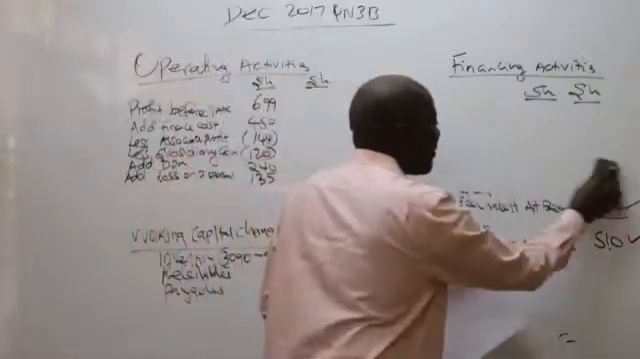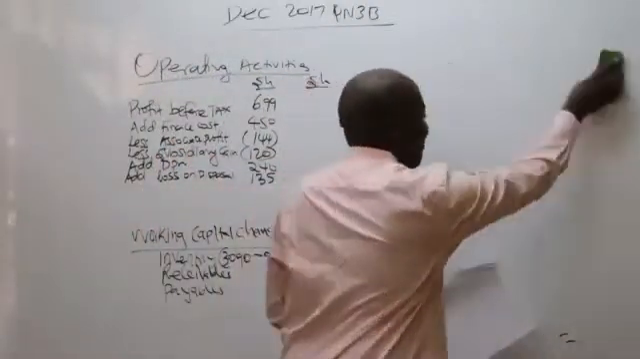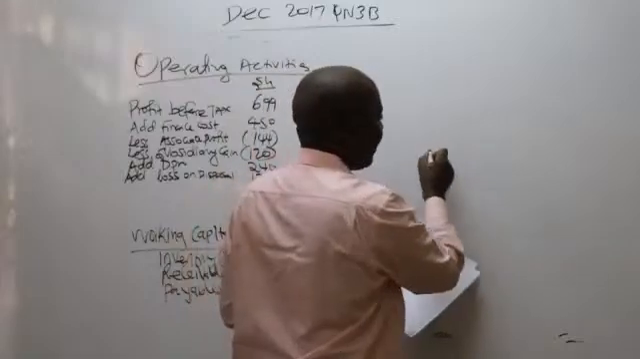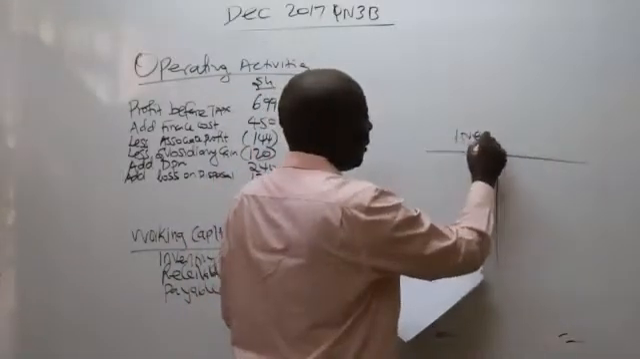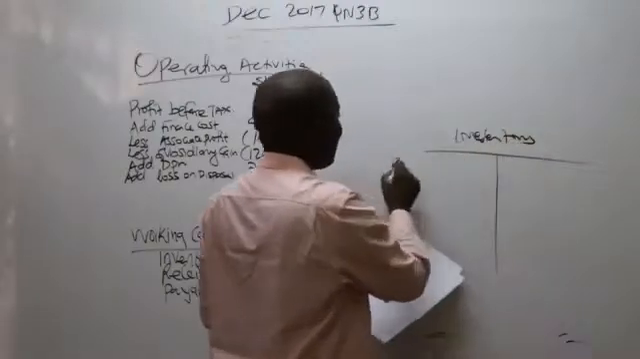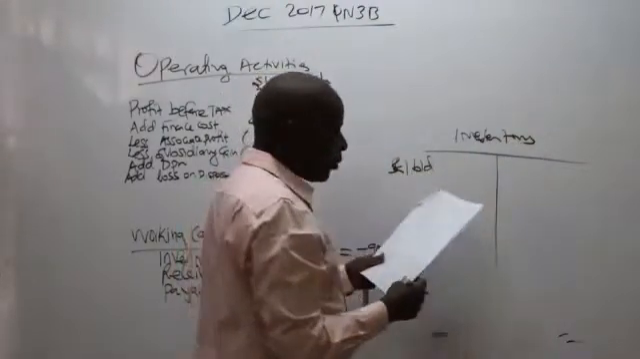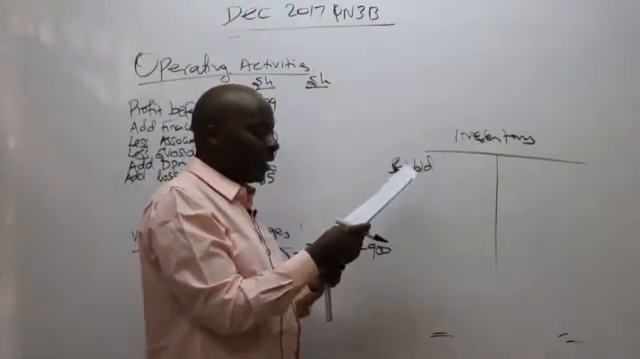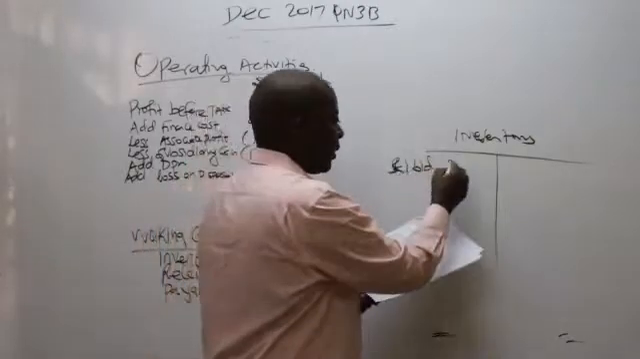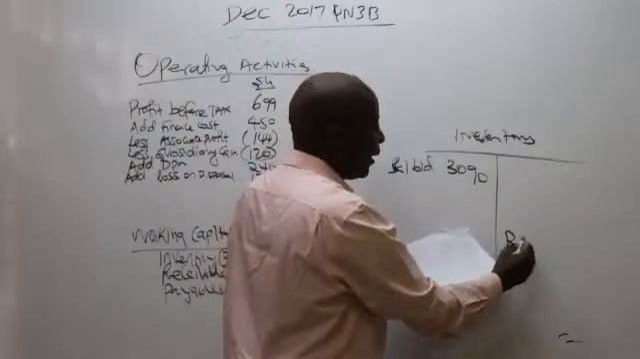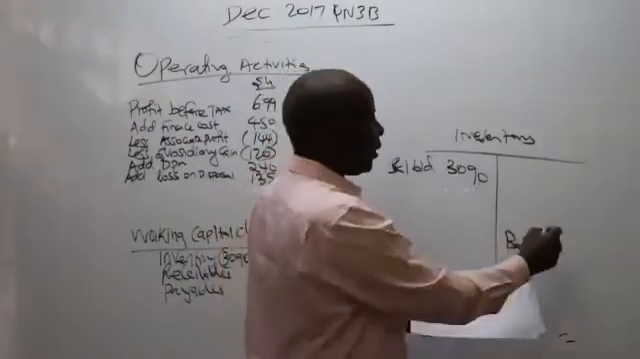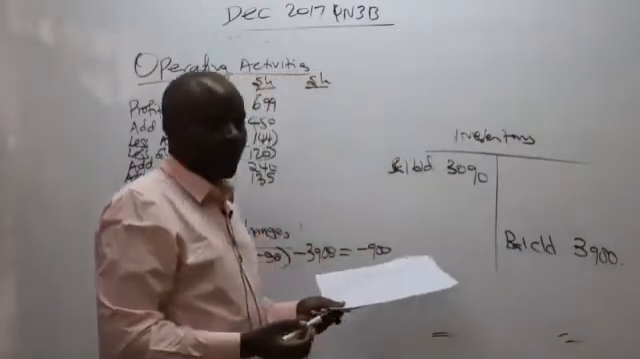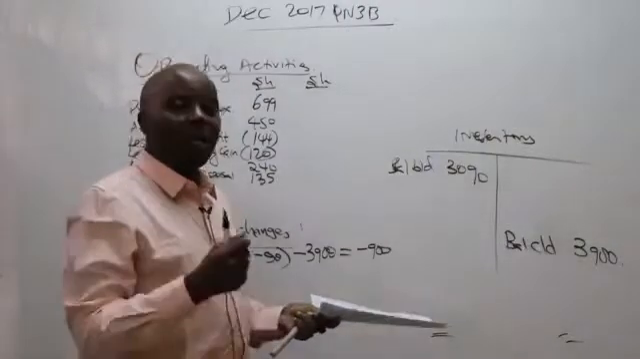Nataka nirudie tena. Please allow mwalimu arudie tena. Ukitaka mwalimu anaweza kuchora T account, aseme inventory, tuseme hapa balance brought down ile ya 2016 ilikuwa ni 3090. Na kuna balance carried down ile ya current year, which is 2017, which is 3900, right? And then we had disposal.